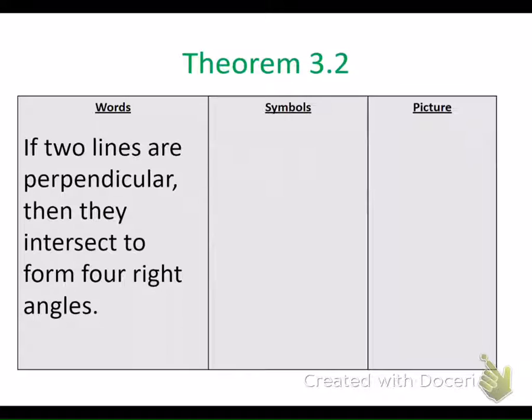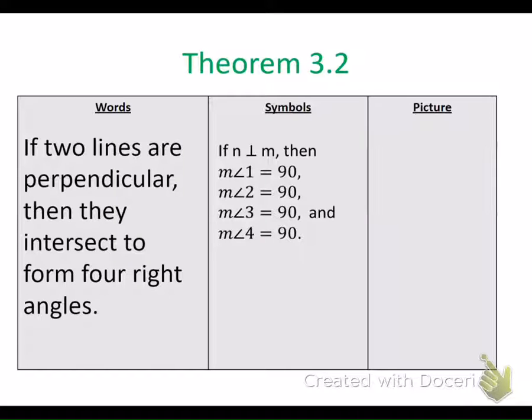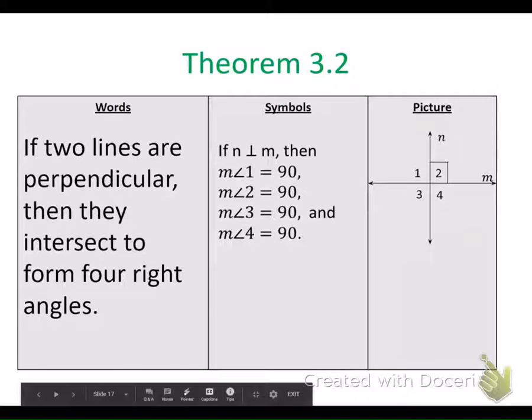Theorem 3.2 says if two lines are perpendicular, then they intersect to form four right angles. So if there's one angle that's 90 degrees, all of them are 90 degrees. So if you're given a picture like this, and it has one right angle, you can go ahead with your pencil and fill in the rest as right angles.